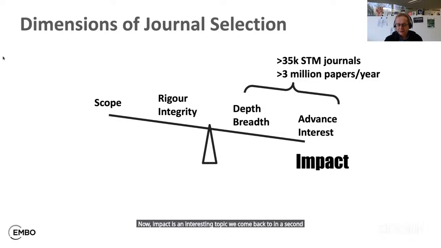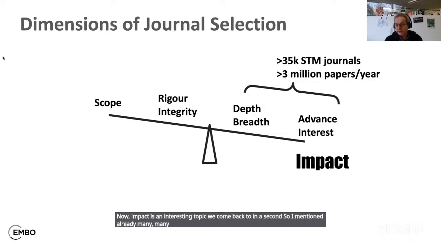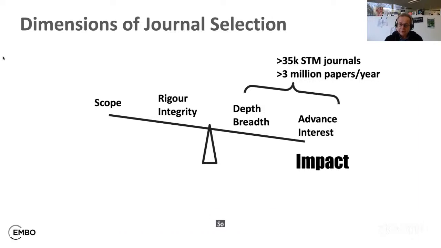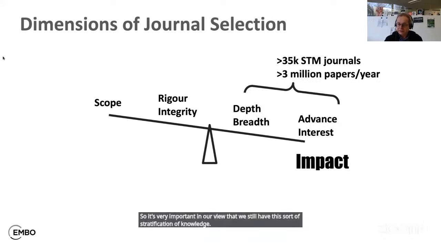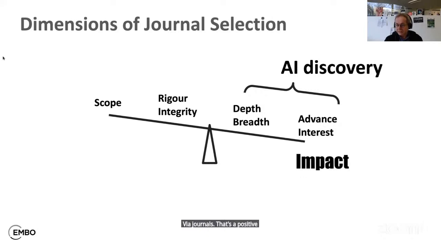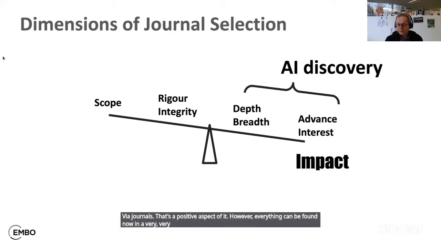So I mentioned already many journals out there. We have over 3 million papers a year. So it's very important in our view that we still have this stratification of knowledge via journals. That's a positive aspect of it. However, everything can be found now in a very nuanced and complex way, beyond the keyword searches we had before, via AI-based technology.